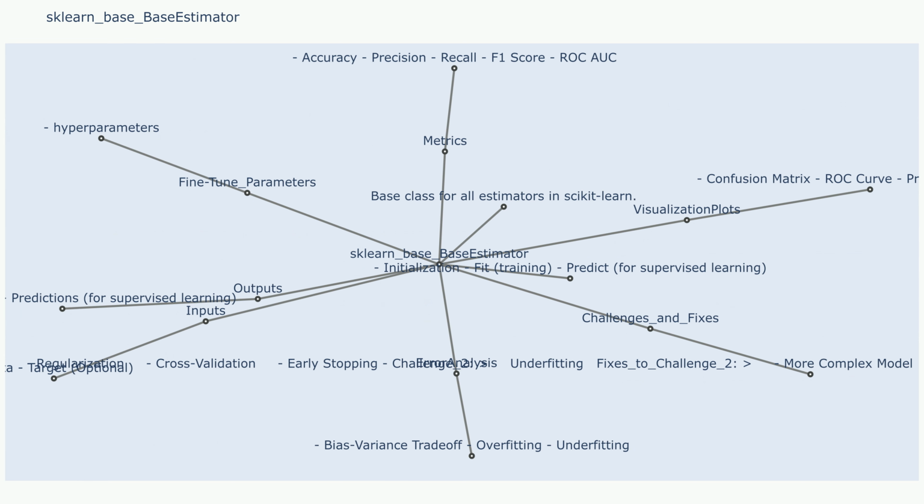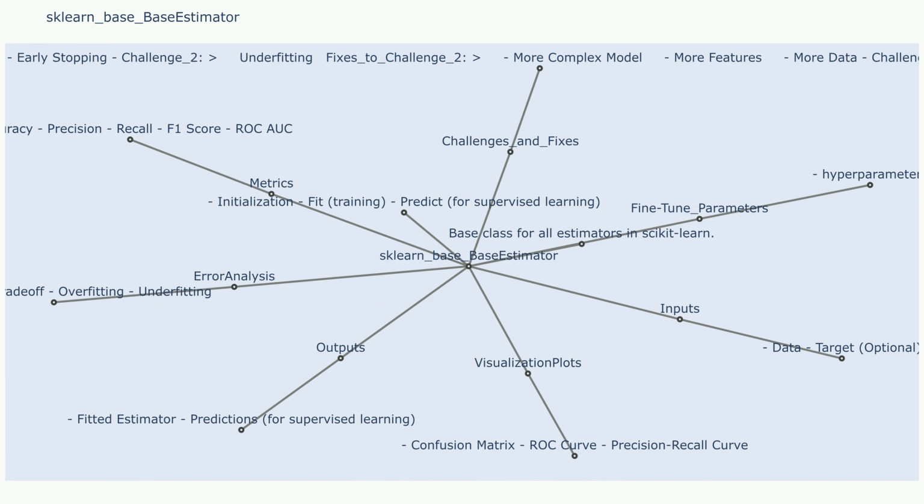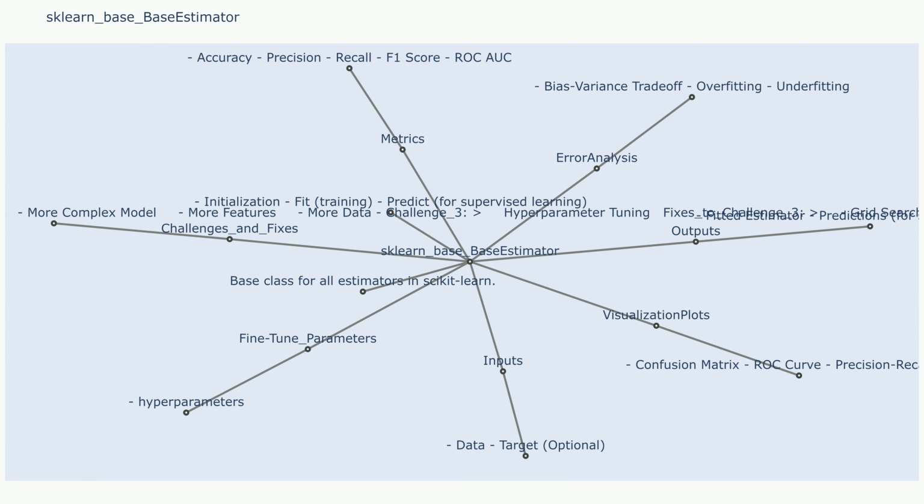Challenge 3: data leakage. Information from the target variable is unintentionally included in training data, leading to artificially high performance. Sample use case that resulted in challenge 3: using a feature that is derived from the target variable during training. Fixes to challenge 3: carefully select features that are not correlated with the target variable. Use techniques like train-test splitting or cross-validation to ensure that the training and testing data are independent. Use domain knowledge to identify and remove features that are likely to leak information.